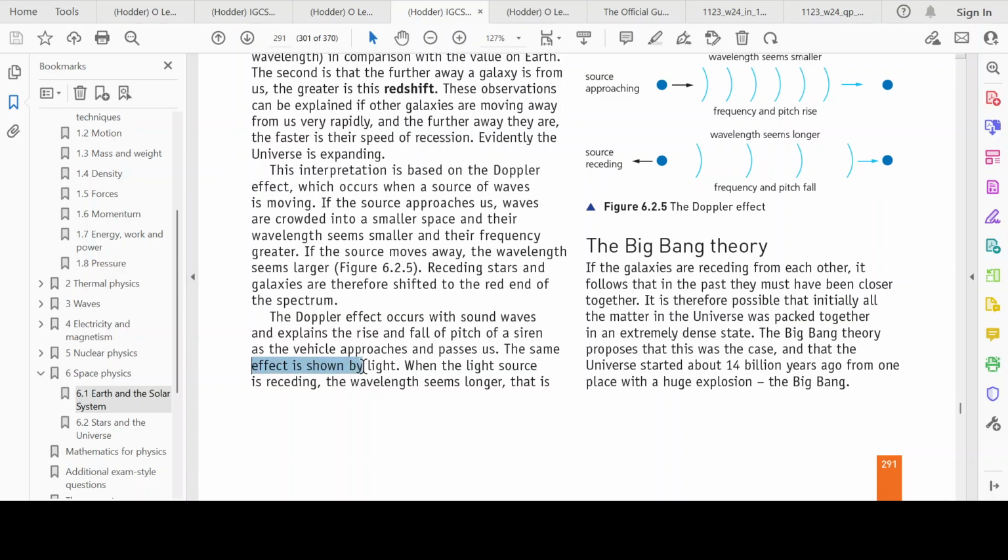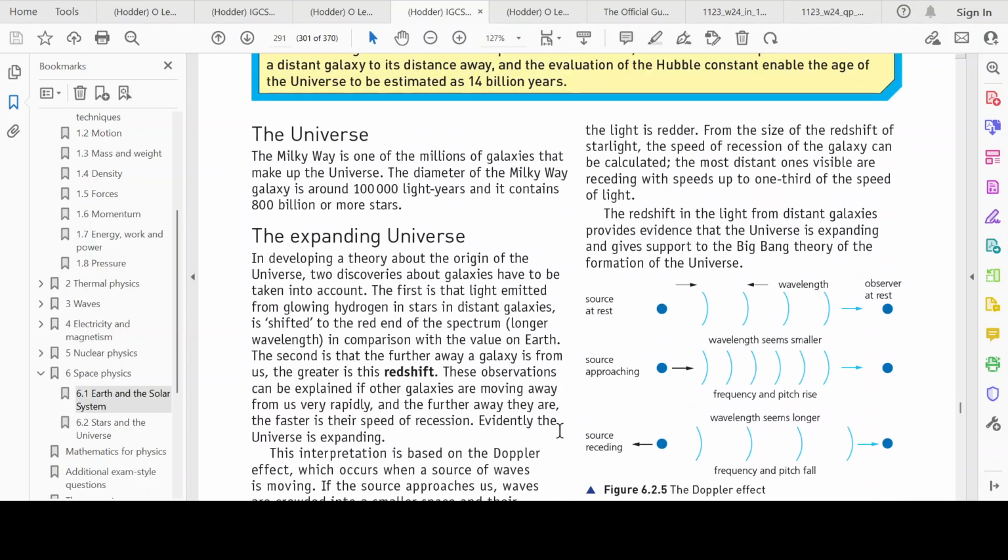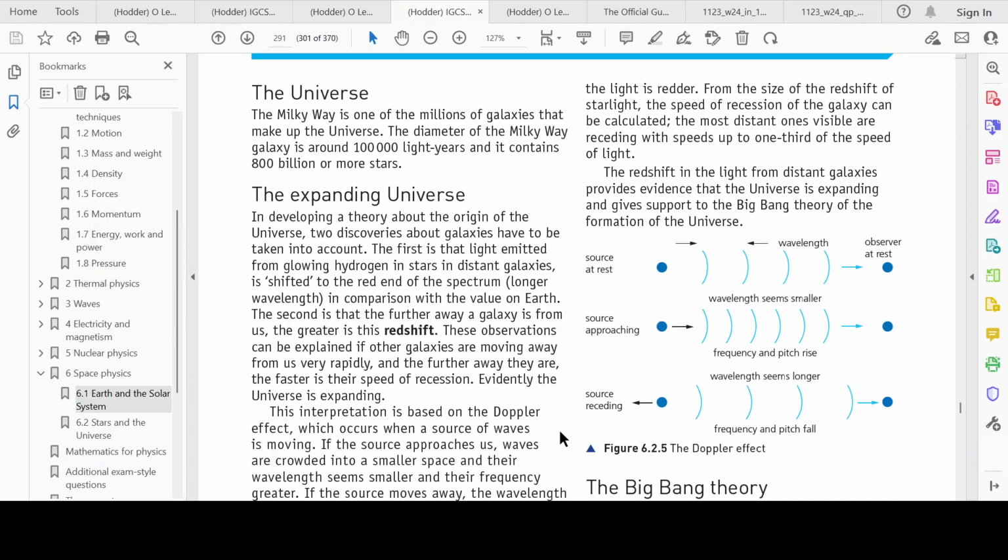The same effect is shown by light. When the light source is receding, the wavelengths seem longer. That is, light appears somewhat reddish or redder depending on the intensity and the speed. From the size of the redshift, so how much red do we see, from the size of the redshift of starlight, the speed of recession of the galaxy can be calculated. So how fast is it moving away?